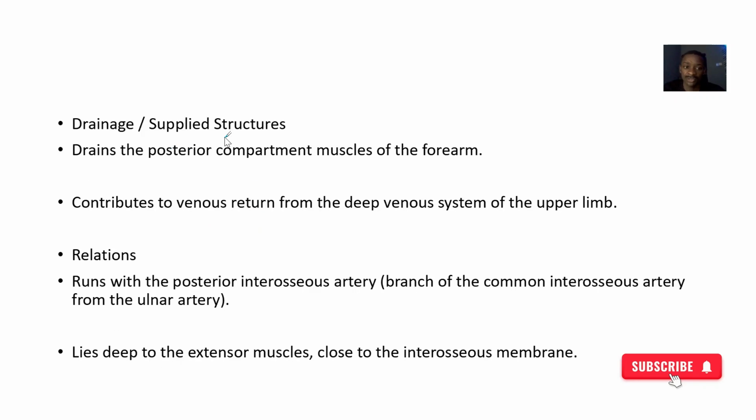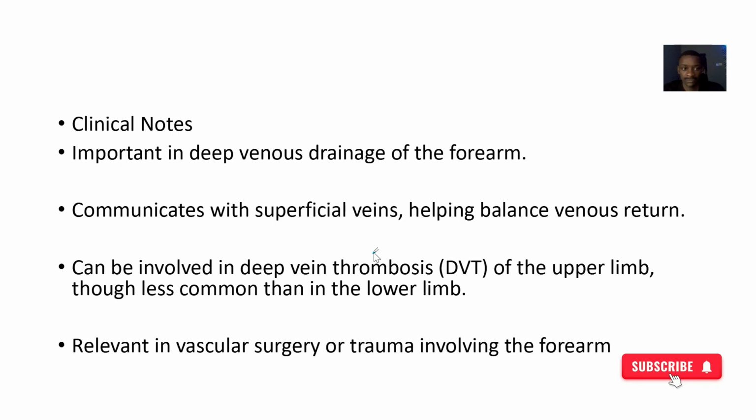So, drainage and the structures it supplies: it drains the posterior compartment muscles of the forearm and contributes to the venous return from the deep venous system of the upper limb. Okay, so what next? That clinical note is important: it is important in deep venous drainage of the forearm, it also communicates with the superficial veins, can be involved in deep venous thrombosis, and is relevant in vascular surgeries.